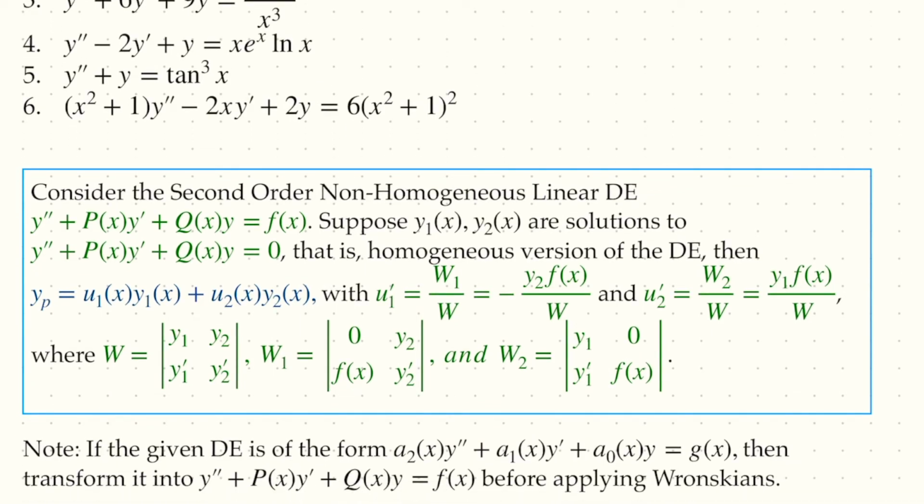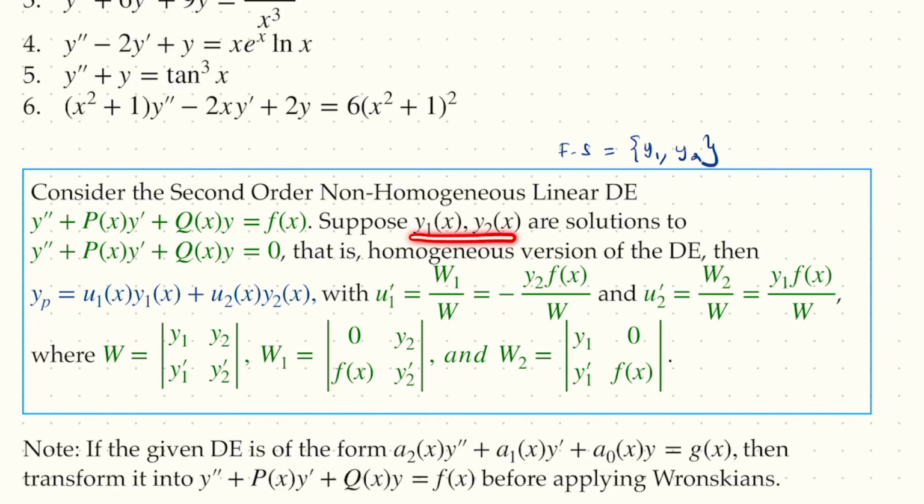So let's take a look at the second order non-homogeneous linear differential equation: y double prime plus p of x y prime plus q of x y is equal to f of x. We know that when I set this equal to 0, the homogeneous problem is going to have two linearly independent solutions, which we usually call the fundamental solution set, y1 and y2.